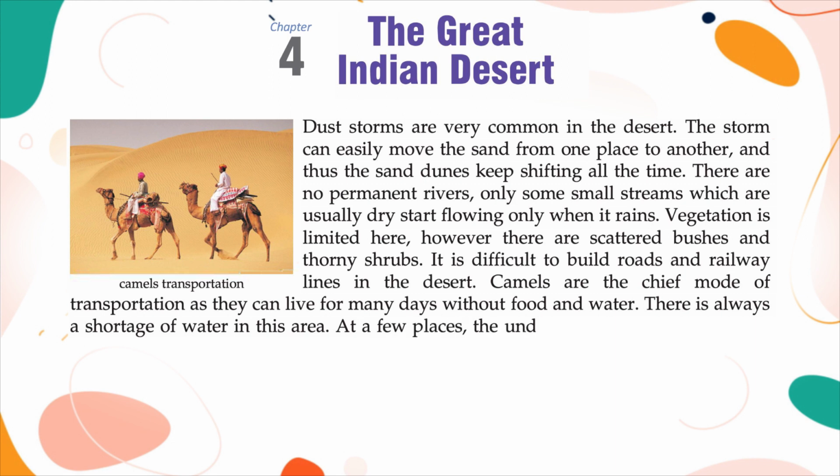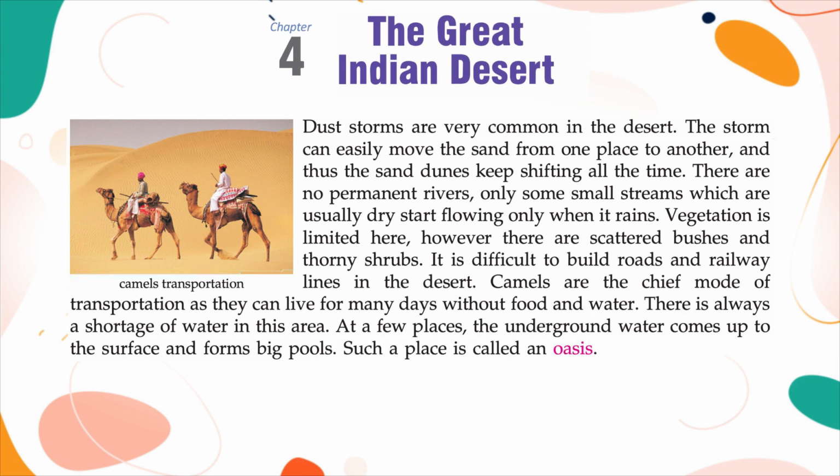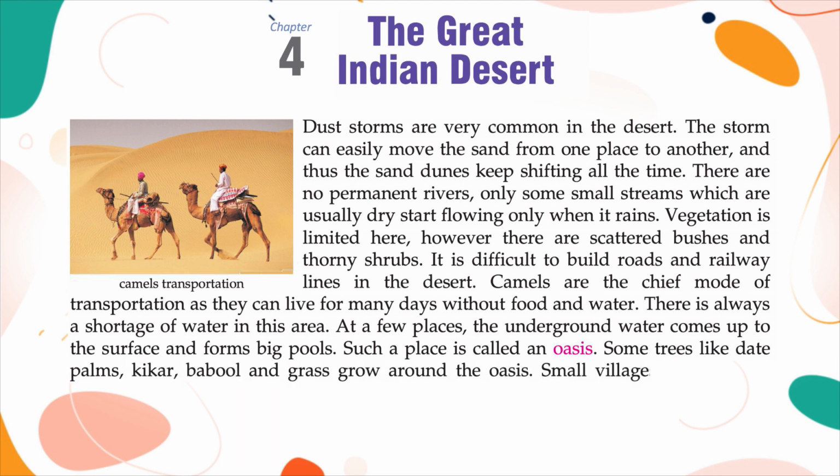At a few places, the underground water comes up to the surface and forms big pools. Such a place is called an oasis. Some trees like date palms, kikhar, babool, and grass grow around the oasis. Small villages also develop around an oasis.